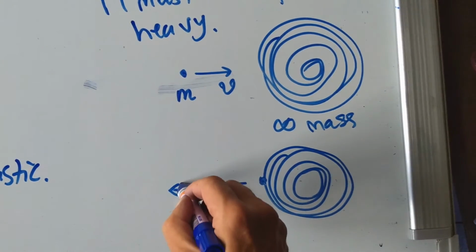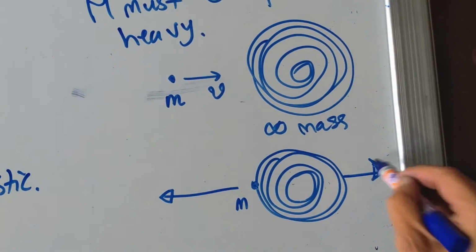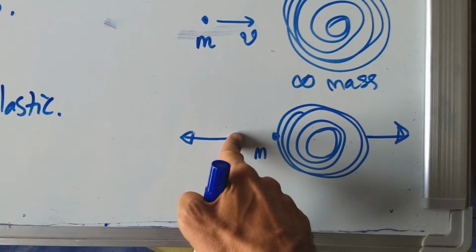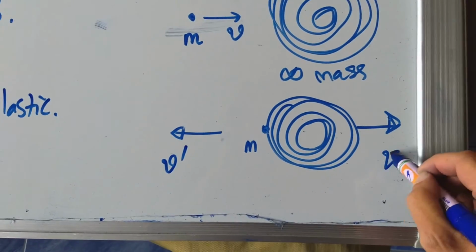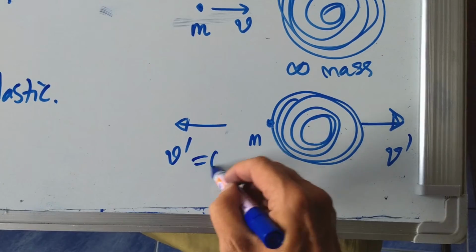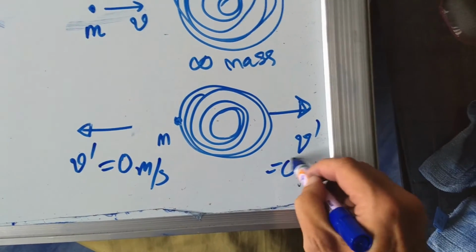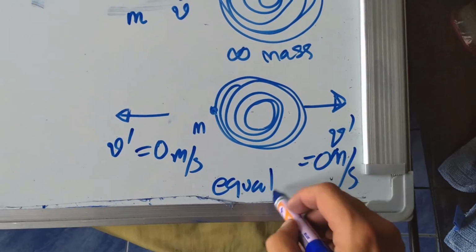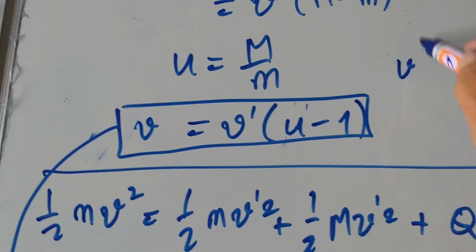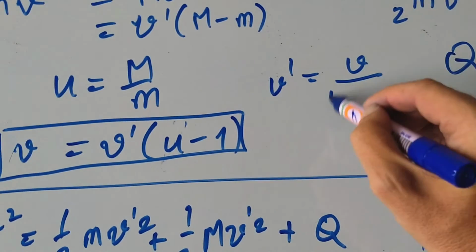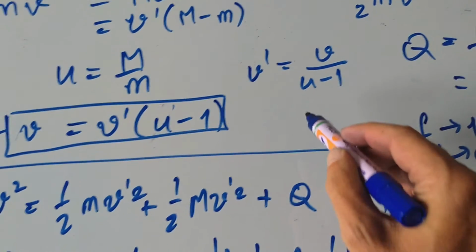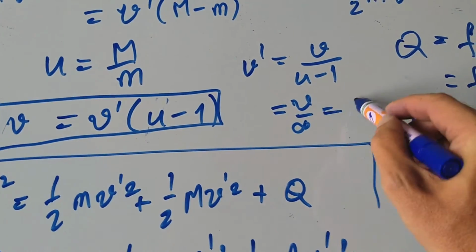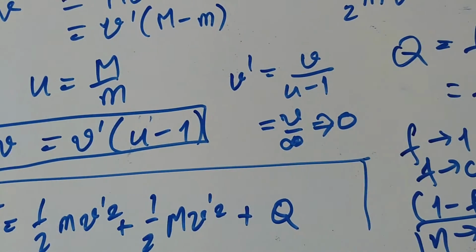What is the rebound velocity here? And what is the velocity here? It should be equal. Okay, let me draw them as equal length vectors. V prime here, V prime, they must be equal. Well, it's going to be 0 meters per second, and here 0 meters per second. Yes, they are equal. They are 0. How do we know they're 0? Well, let's go here. Put this in. V prime equals V over u minus 1. U is really big, so this is V over infinity. This is 0. V prime is 0. The limit is 0 as u goes to infinity.